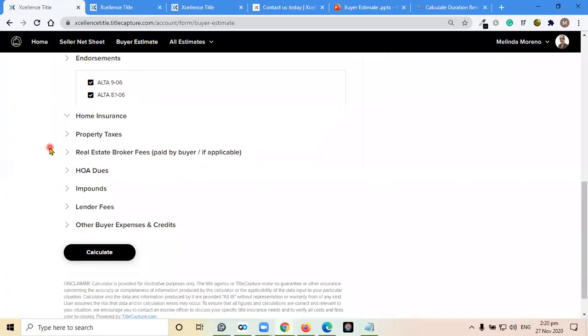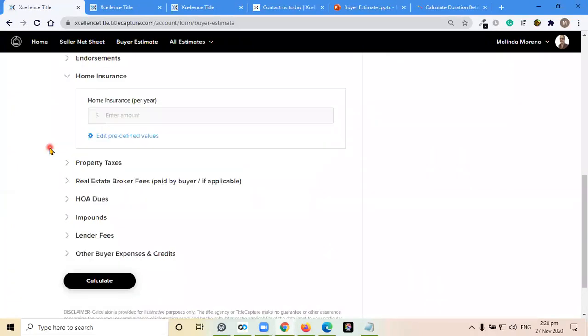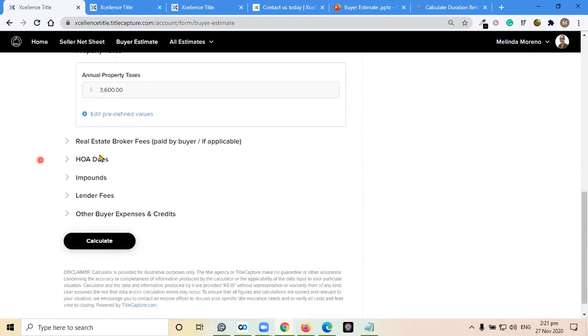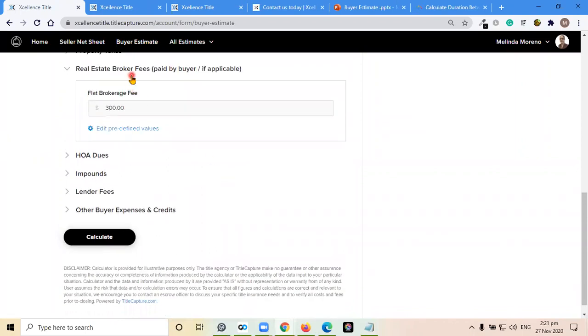So let's proceed to home insurance. So just type in the amount of the policy for the whole year. All right, and for this example, we're going to say $30,000. And let's proceed to property taxes. And just type in the annual property tax amount. And for this example, let's say $3,600. Real estate broker fees. So there's a flat brokerage fee of $300.